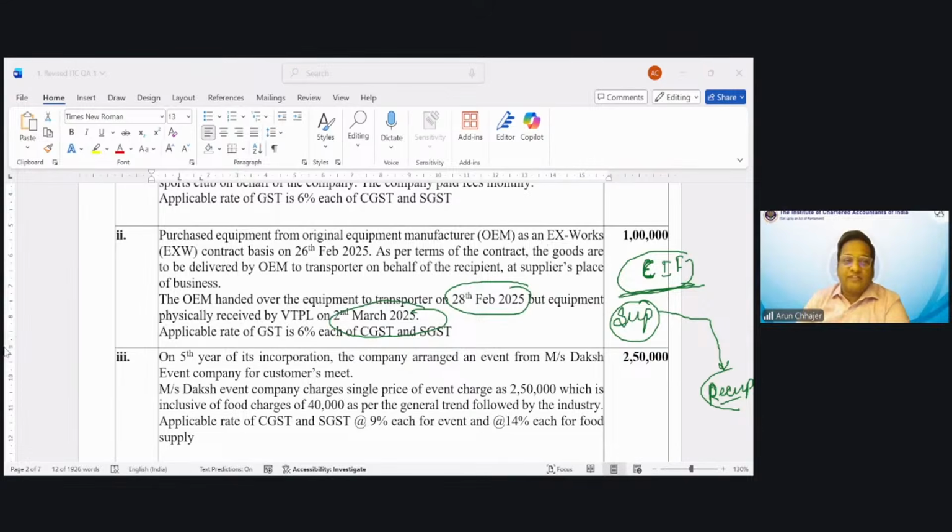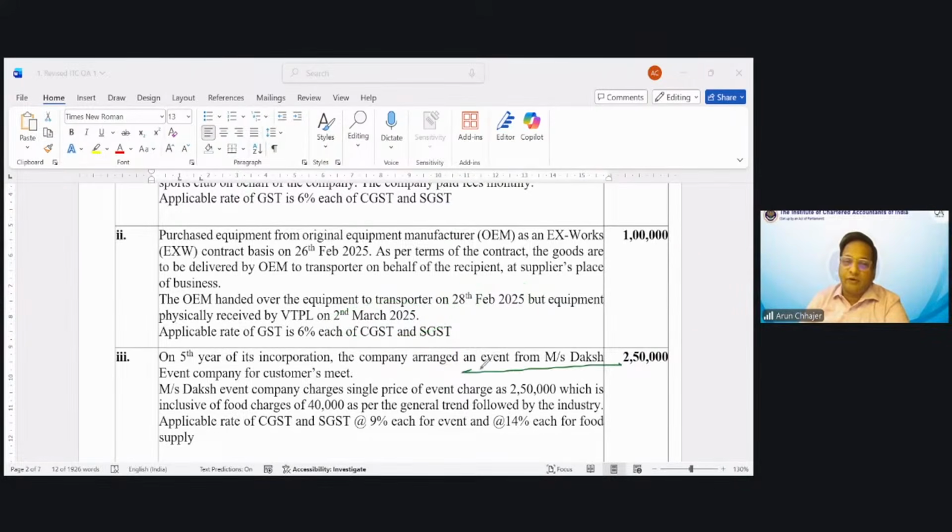Now, on the fifth year of its incorporation, the company arranged an event from Daksh Event. Daksh Event Company charges single price for the event rupees 2,50,000, which is inclusive of the food charges 40,000 as per the trend followed in the industry. Rate of the GST is 9% for event and 14% for food. Tell me, how much ITC would be available?